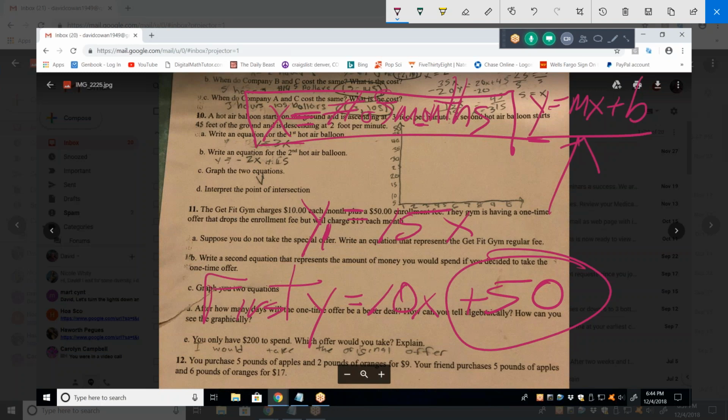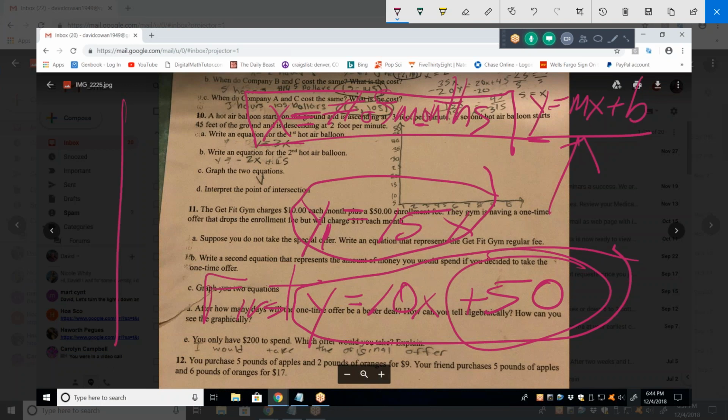Suppose you do not take the special offer, write an equation that fits for the regular. It's that one right there. Write a second equation that represents the amount you would spend if you take the one-time offer. That's that one right there. Now, graph the two equations. Okay, we'll do that.